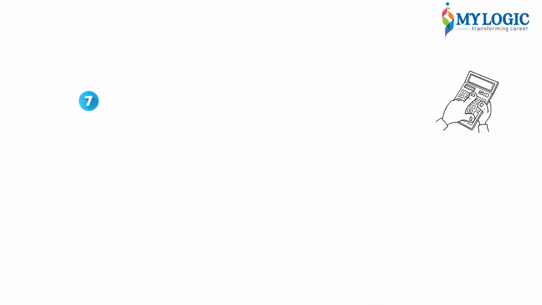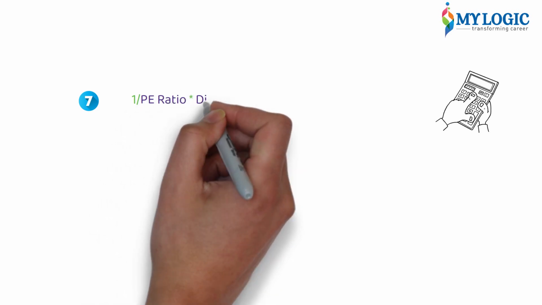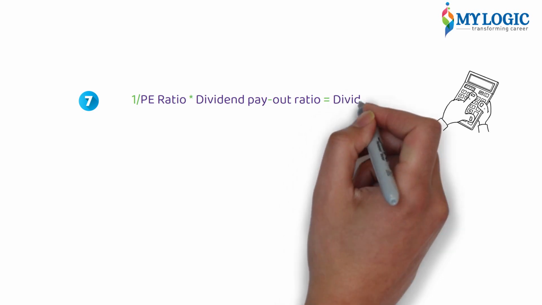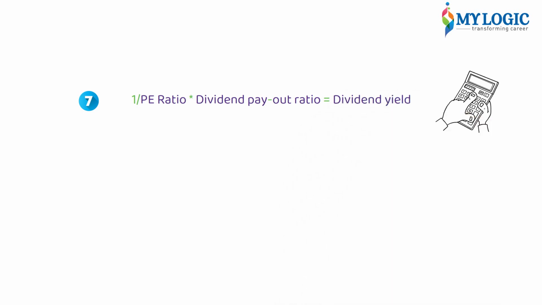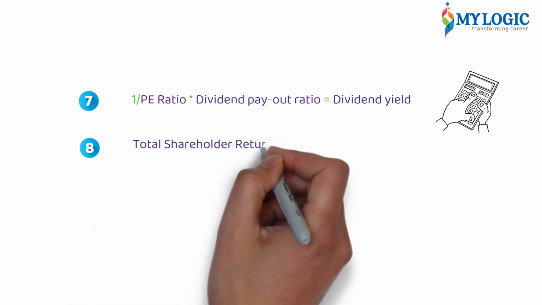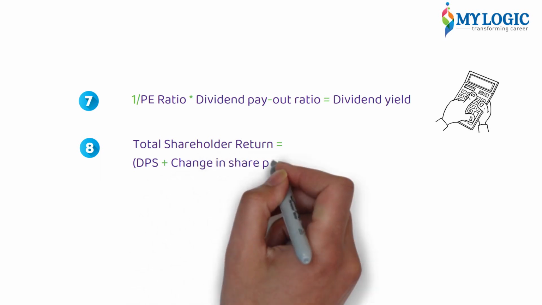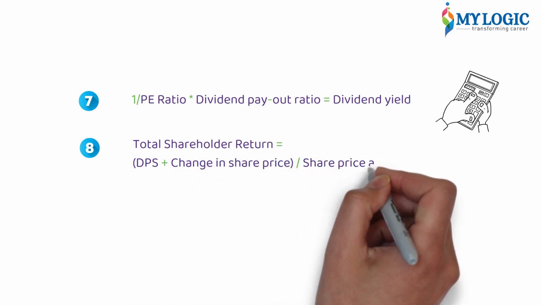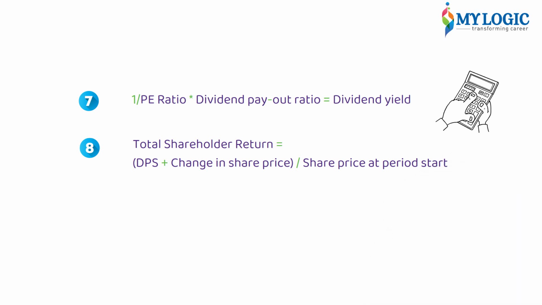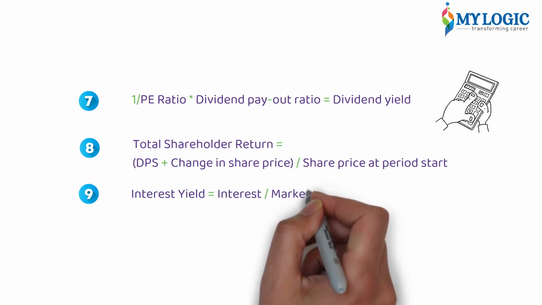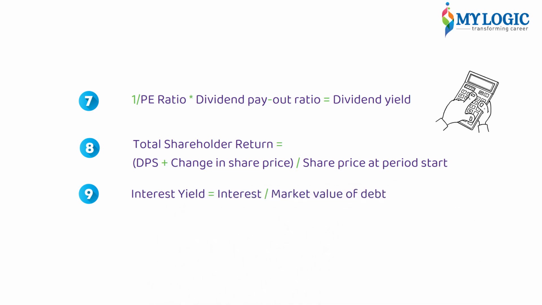Number 7. 1 divided by PE ratio multiplied by dividend payout ratio is equal to dividend yield. Number 8. Total shareholder return is equal to DPS plus change in share price divided by share price at period start. Number 9. Interest yield is equal to interest divided by market value of debt.